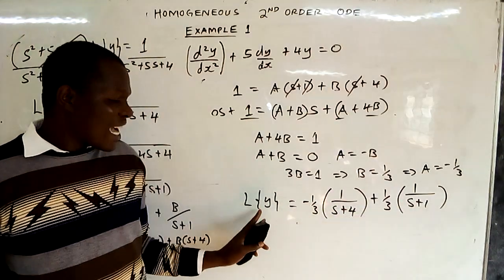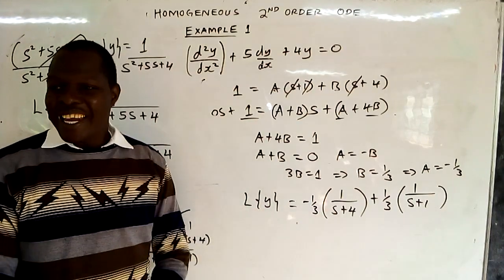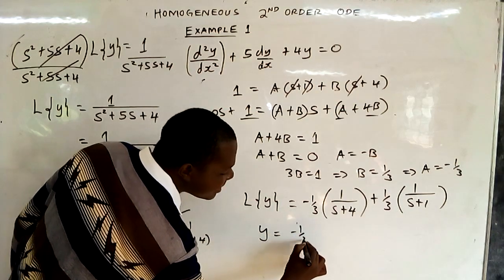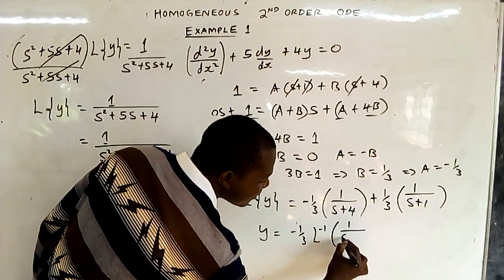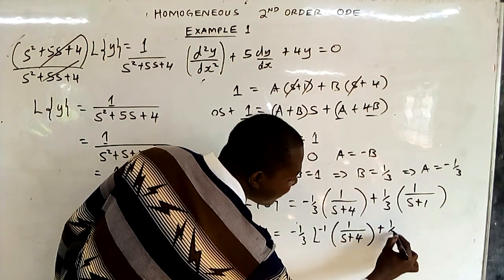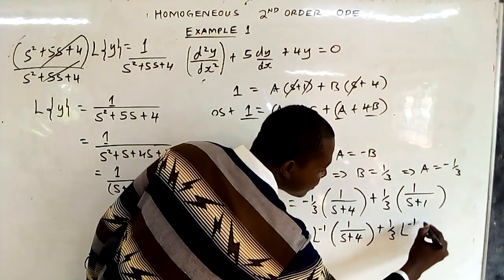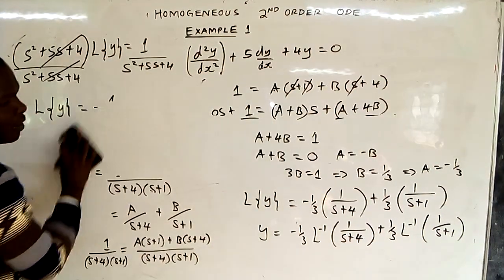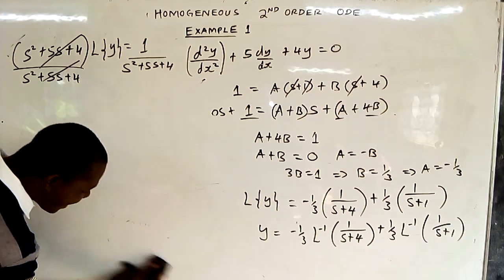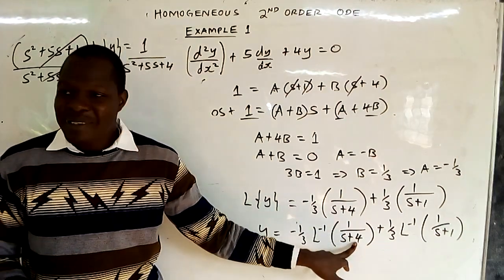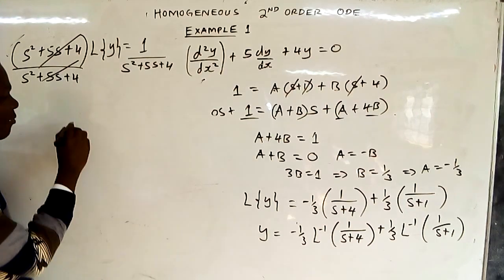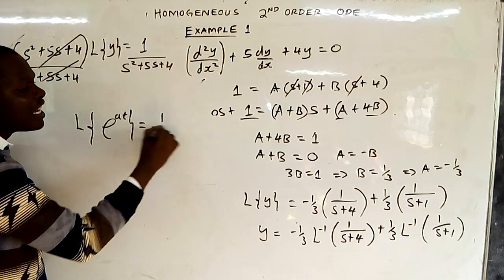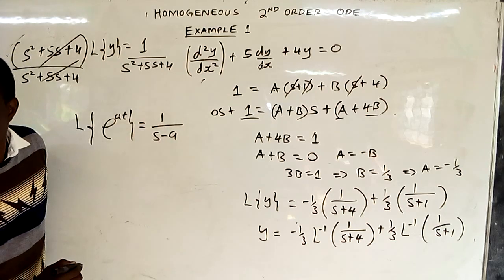So what do you see inside here? For you to get y, when you take Laplace the other side, it becomes the Laplace inverse. So y is now going to be negative a third Laplace inverse of 1 over s plus 4, then plus a third Laplace inverse of 1 over s plus 1. If you've done that, you can now see these are just to be seen. 1 over s minus a is the Laplace transform of exponential at. You can remember the Laplace transform of exponential at is 1 over s minus a.